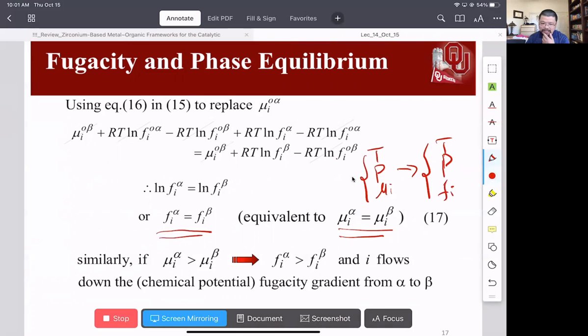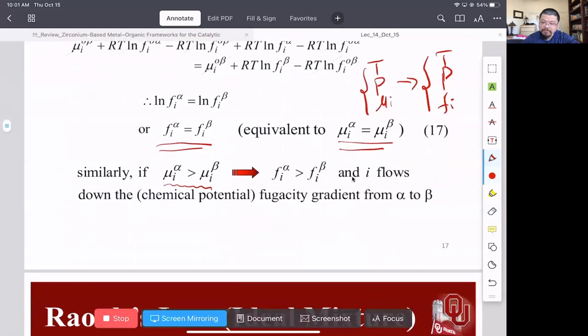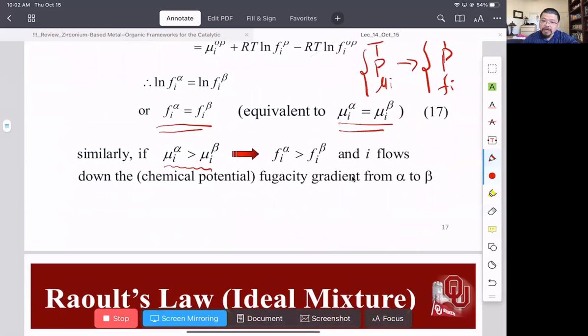Okay. And if we are having the non-equilibrium system, we just need to compare the chemical potential or fugacity to determine and to predict what would be the mass flow. Whether we are going to have species moving from the alpha phase to the beta phase or the opposite. So this is how we are going to determine by looking at the corresponding fugacity or chemical potential values.